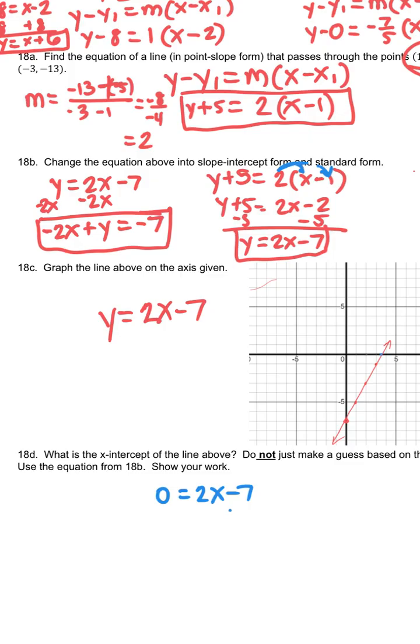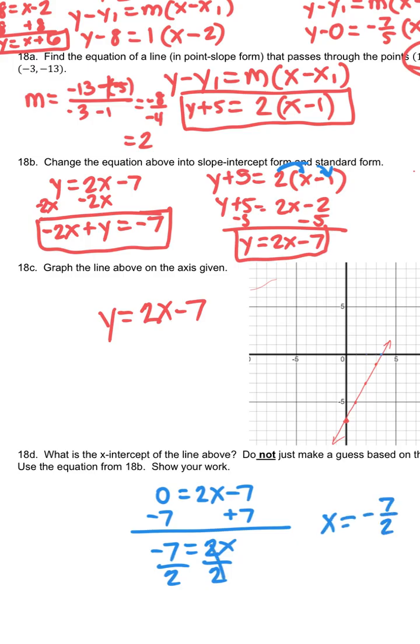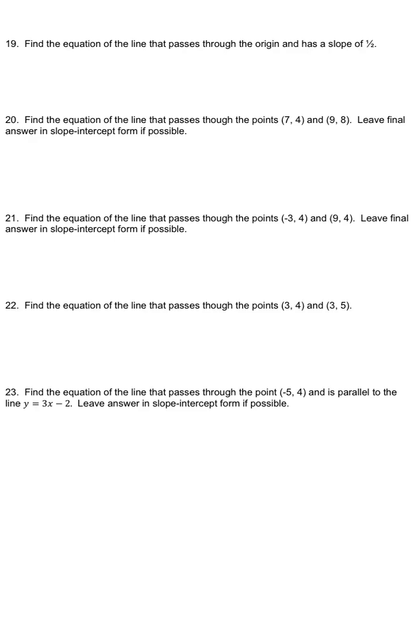So now I add 7 to both sides. And now I have negative 7 equals 2x. Divide by 2. And now I have x equals negative 7 over 2. Therefore, my coordinates for that x-intercept would be negative 7 over 2. So we just found the x-intercept.